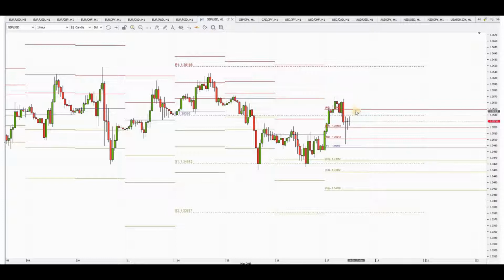Then there were a couple of news events, and the dollar got much stronger, and the price went back down, and it broke below our R3, but it didn't close below.